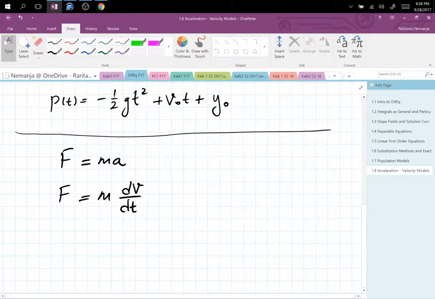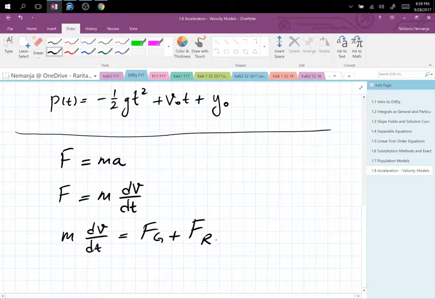Now, obviously, the heavier object will be getting down faster. However, the acceleration happens at the same rate because gravity is 9.81, whether you throw a feather or you throw an elephant. It's going to be the same acceleration, which is the rate at which speed is picked up. Now, you are going to consider, in this case, force due to gravity when you drop something. So mass times acceleration, which you're writing as dv dt, is going to be force due to gravity plus force due to air resistance.